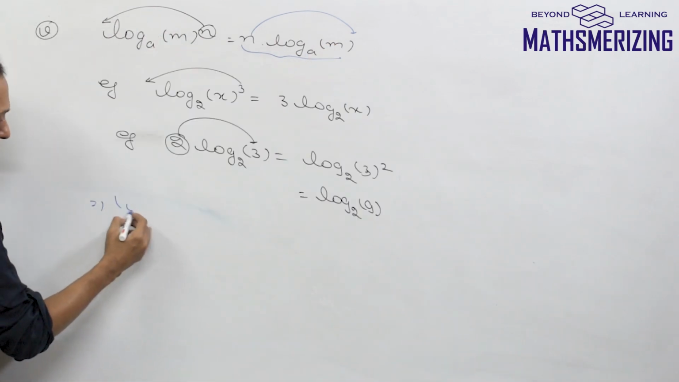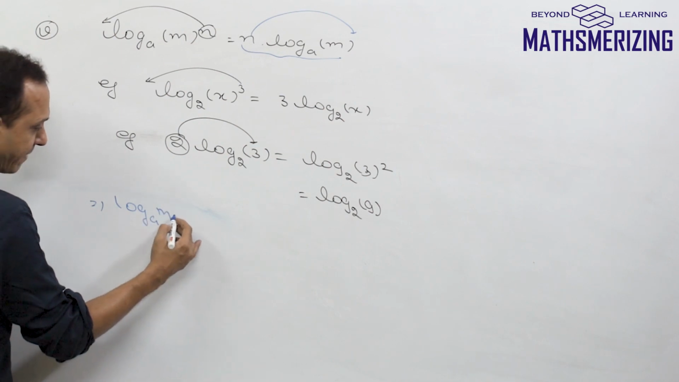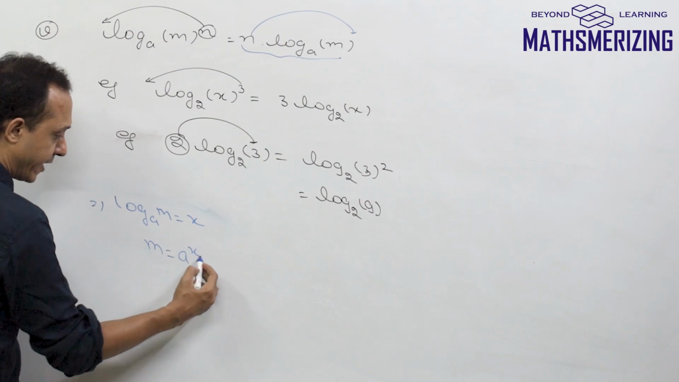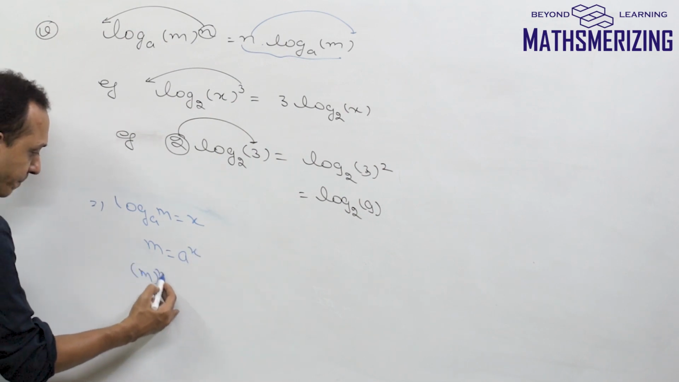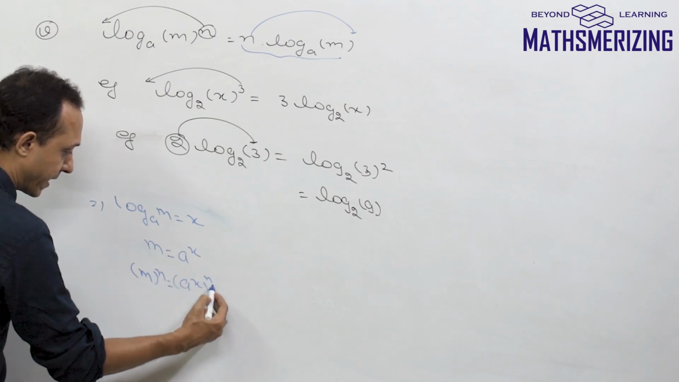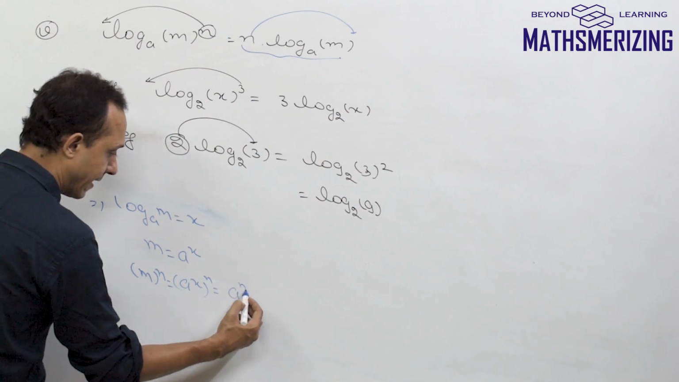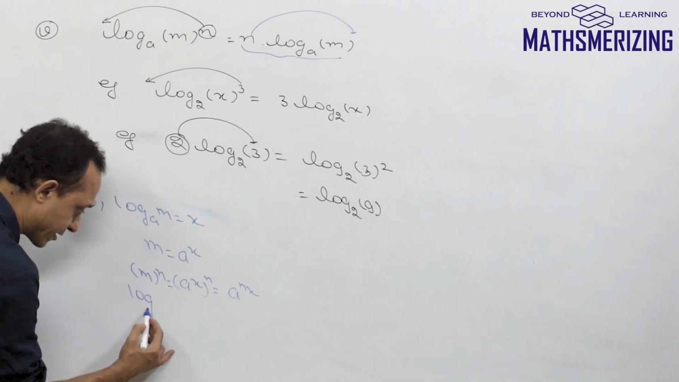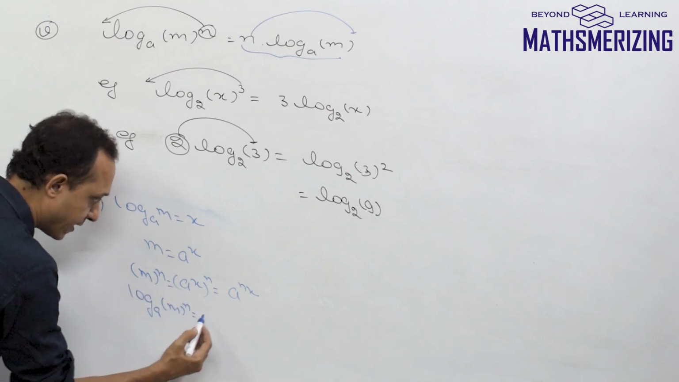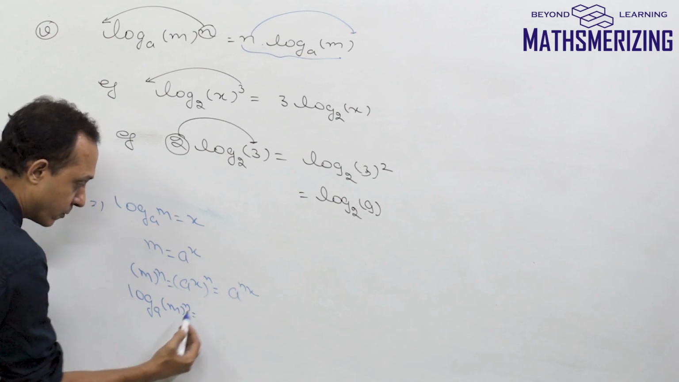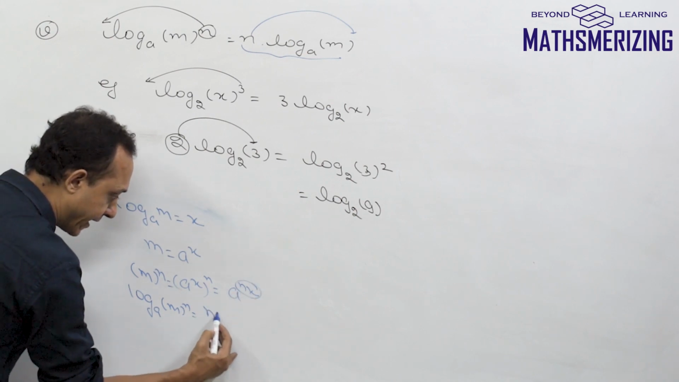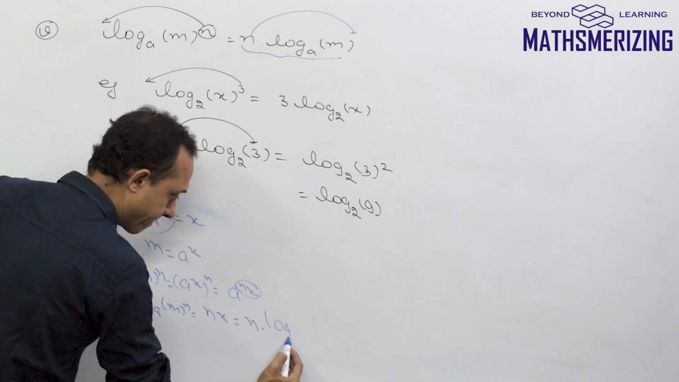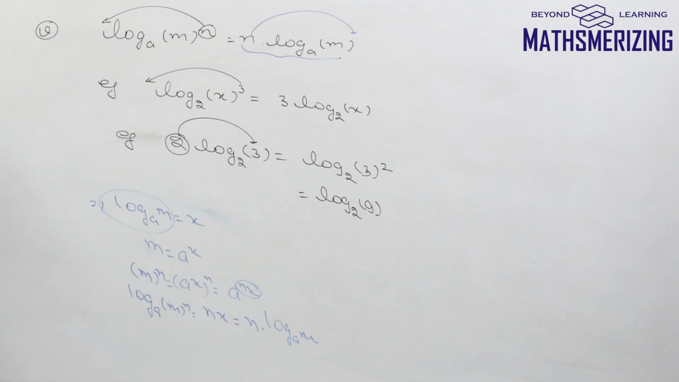So what I'll do is I'll take this log m base a as some number, maybe x, and I can write m is equal to e to the power x. Now if I take m to the power n, it will be e to the power x to the power n, and I can write it as a m into x. Now if I take log, I can write it as log a m to the power n. So what power of a is equal to m to the power n? So that power is n into x, and this is n, and what is x? x is log m to the base a.